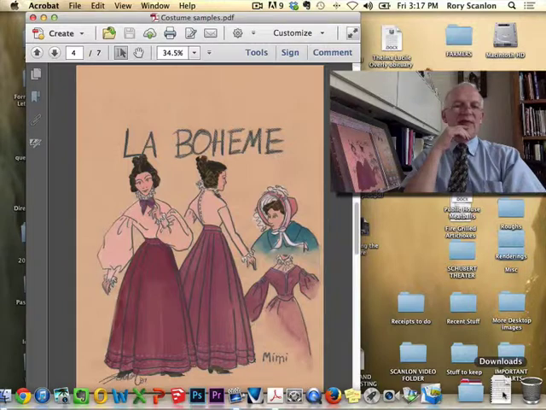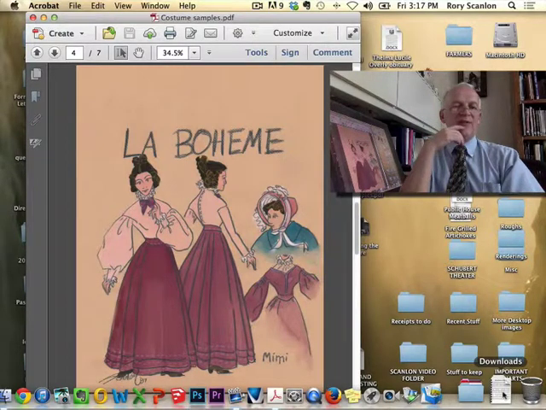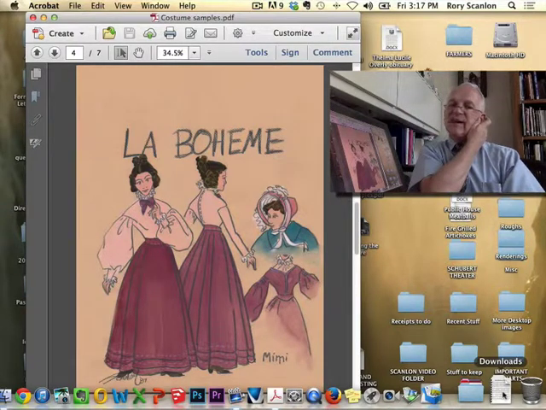Now, if we look at the character of Mimi from La Boheme, we get a little different feeling. First of all, there's extra pictures on here. Let's just look at the picture on the left. The other two are to give us more costume information, the cut of the dress in the back, a little jacket she's going to add, a bonnet she's going to add. So we're more interested in her as a character.